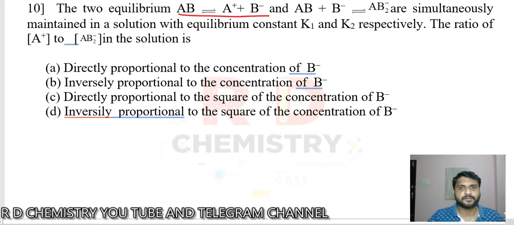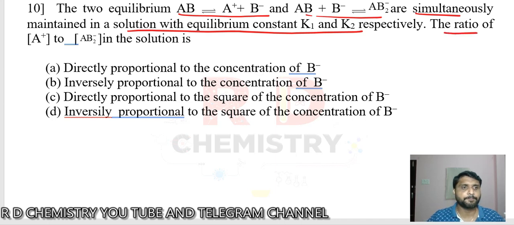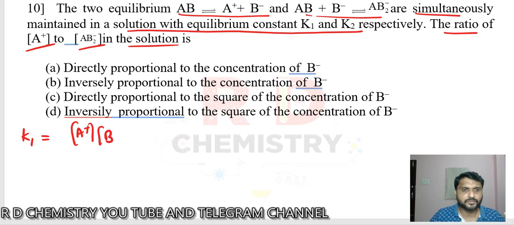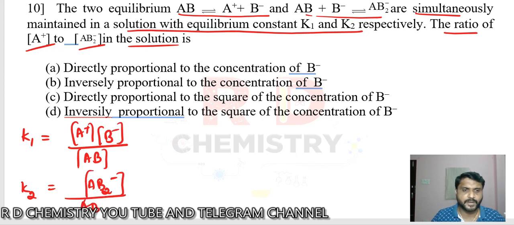Two equilibriums are given. See carefully. They are simultaneously maintained in a solution with equilibrium constants K1 and K2 respectively. The ratio of A+ to AB2- in the solution is what? So I'll write down K1 first. K1 is equal to A+ concentration times B- concentration divided by AB concentration. Clear? Similarly, I write for K2. K2 is equal to AB2- concentration divided by AB concentration times B- concentration, that is, product concentration divided by reactant concentration. So we'll take the ratio.